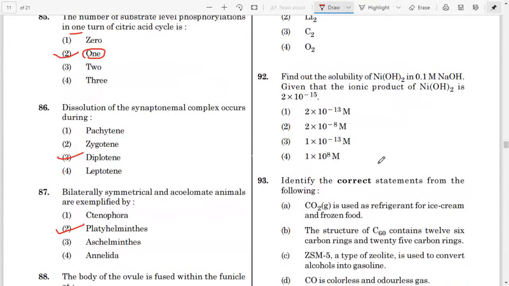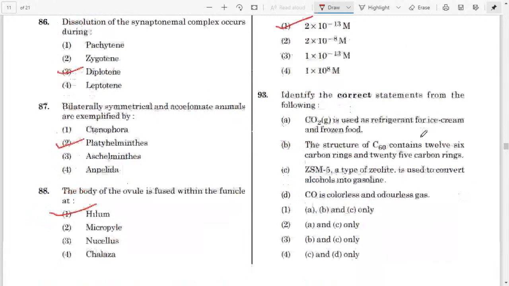Next, find out the solubility of nickel hydroxide in 0.1 molar NaOH given that the ionic product of nickel hydroxide is 2 into 10 to the power of minus 15. So simply what you have to do is divide 10 to the power minus 15 by the 0.1 molar concentration squared, or divide it by 1000. You are going to get 2 into 10 to the power of minus 13 molar. Option number 1 is the correct option, students.